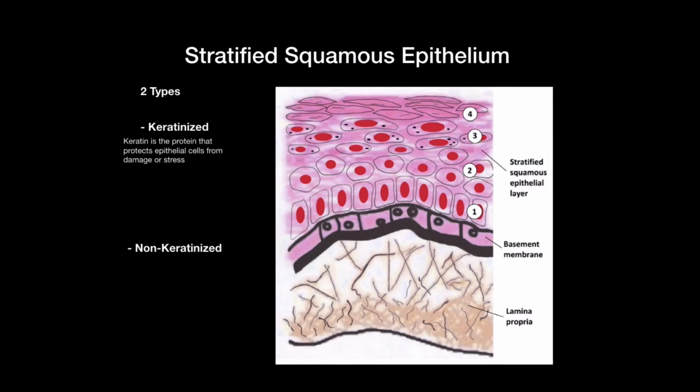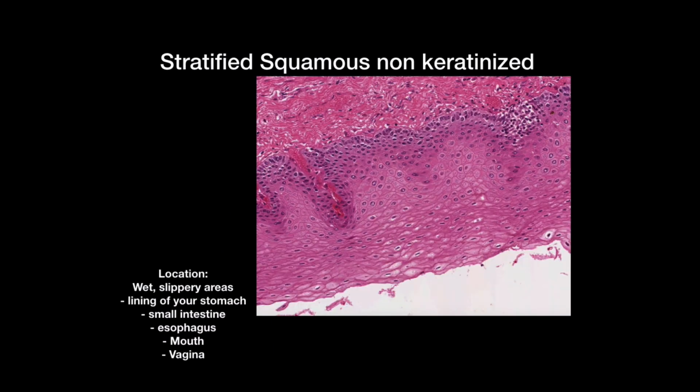Alright, so now if you start with non-keratinized squamous epithelia, again, think of these as wet areas. When you see a stratified squamous non-keratinized, think of these as lining the mouth or the esophagus or the small intestine, and also the vagina is going to be lined by these stratified squamous non-keratinized epithelia. Again, we've got the basal membrane right here, and we've got loose connective tissue filled with blood vessels.